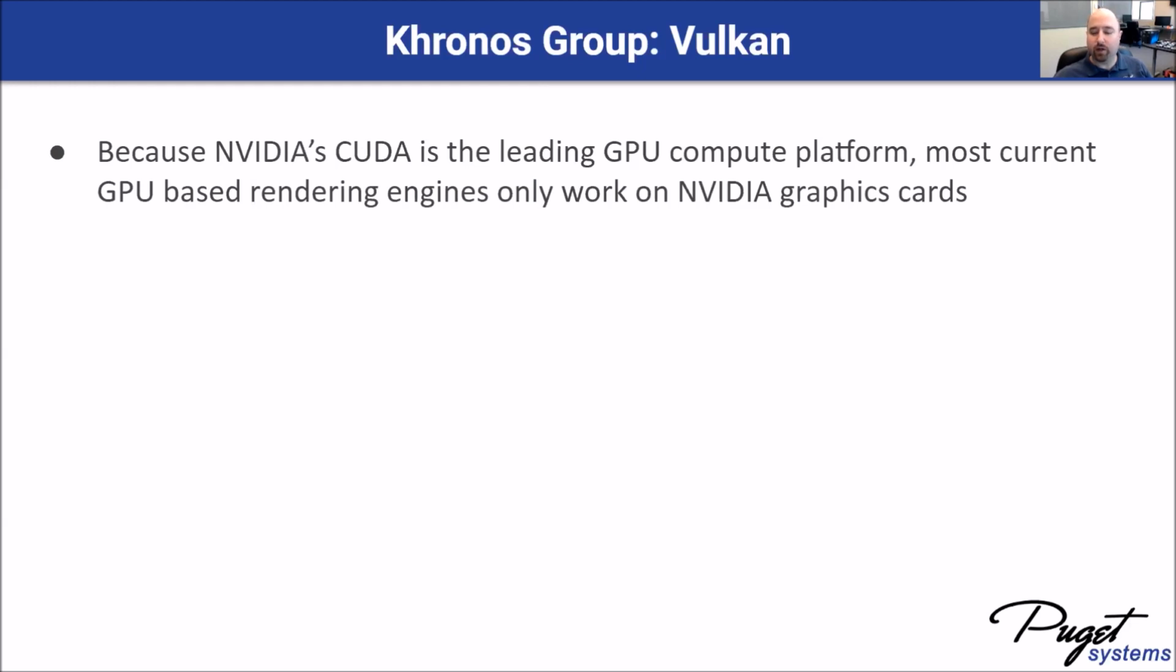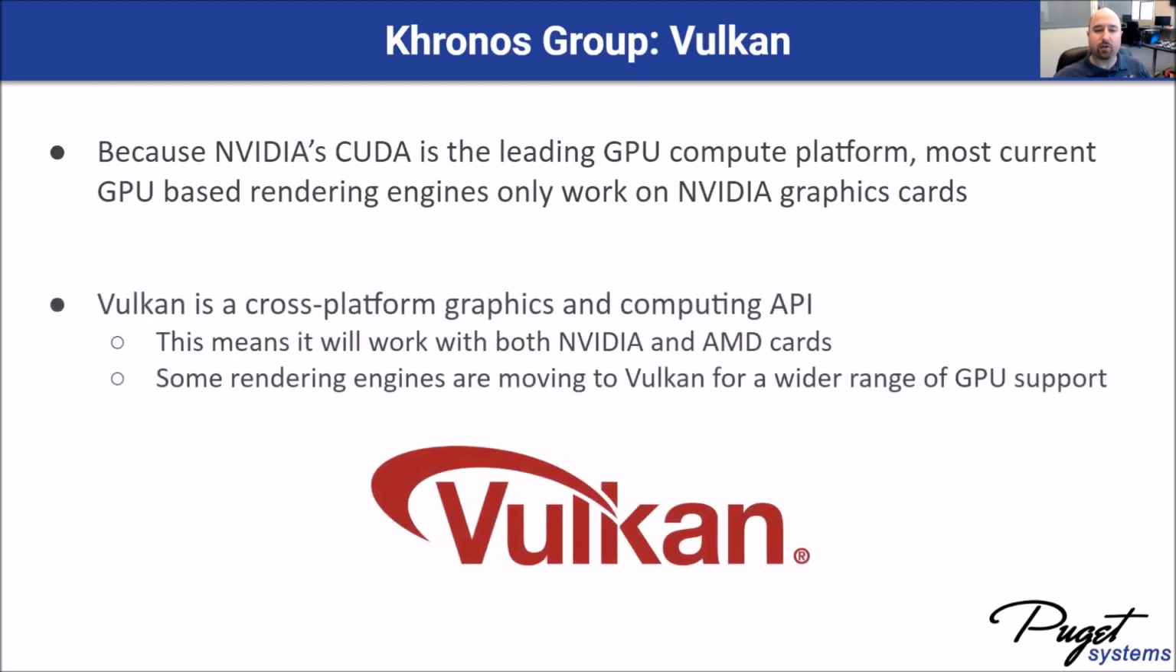Khronos Group with Vulkan is aiming to change that a little bit. Vulkan's a cross-platform graphics and computing API. So it'll work on NVIDIA and AMD cards and even other hardware. And some rendering engines are looking at moving toward that in order to support a wider range of GPUs, allow for more options, that sort of thing.